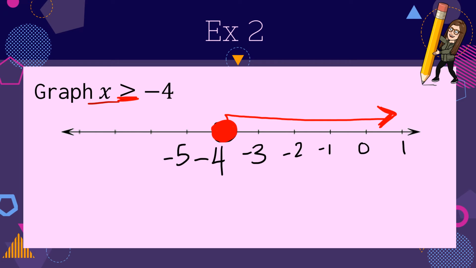Let me show you a little hint here. If the letter is first, it points in the direction. My letter's first and it's pointing to the right, so I go to the right. But that's only true if the letter is first, okay?